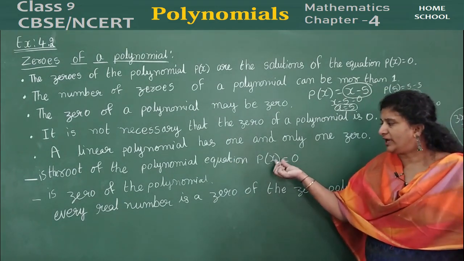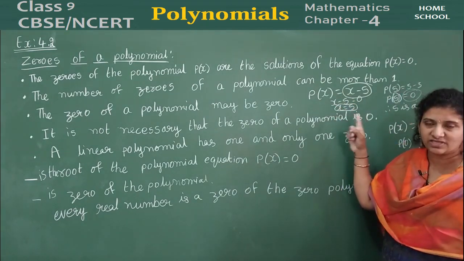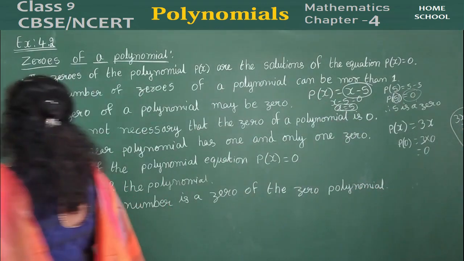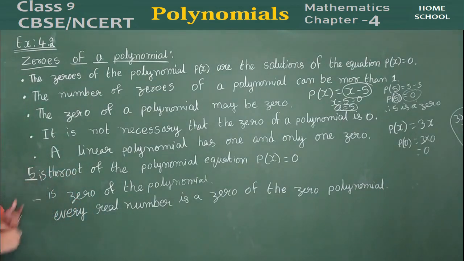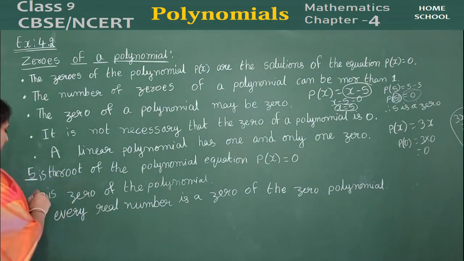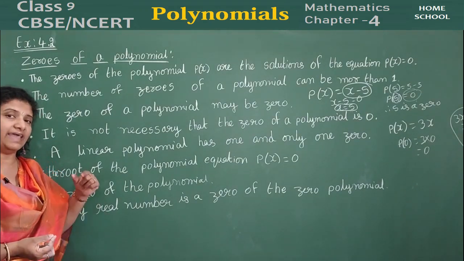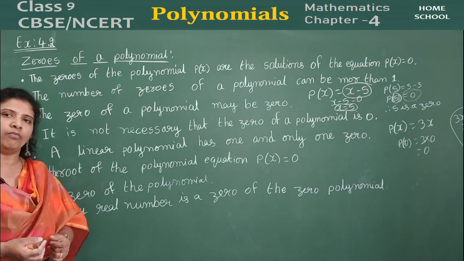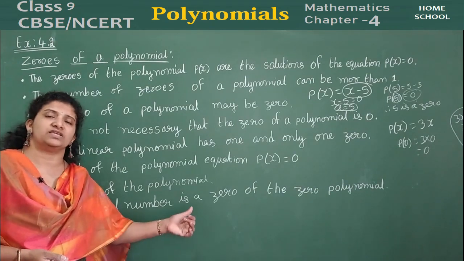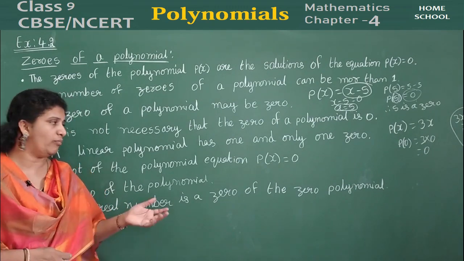So suppose I take this equation, children, what answer did you get? X value is 5. 5 is a 0 of the polynomial. In other words, I can say that 5 is the root of the polynomial equation p of x is equal to 0, and 5 is the 0 of the polynomial. See, the zeros of a polynomial, I can call it a root of a polynomial equation. Last and final, every real number is a 0 of the zero polynomial. Every real number is a 0 of the zero polynomial.